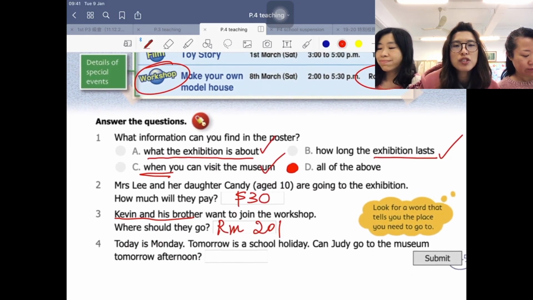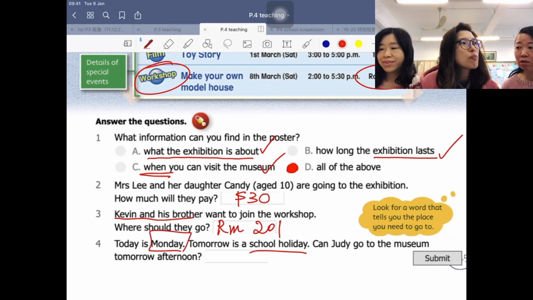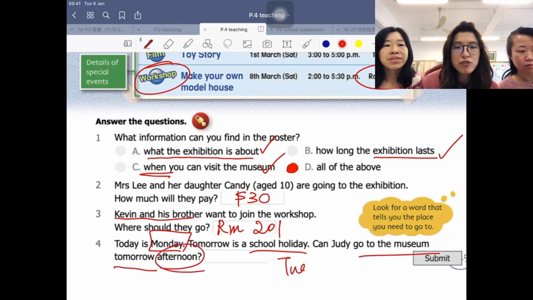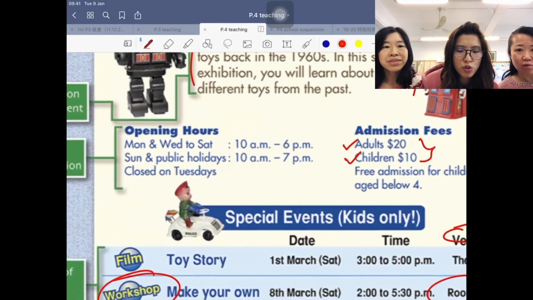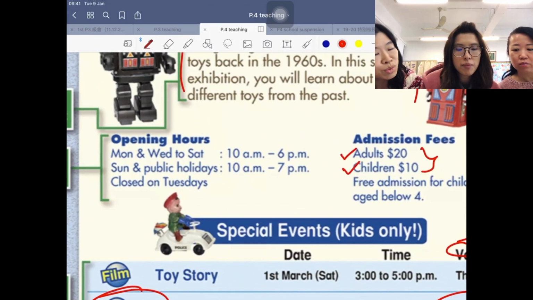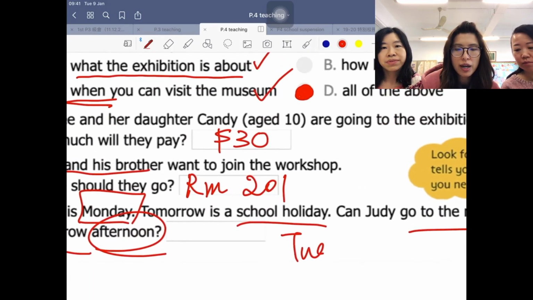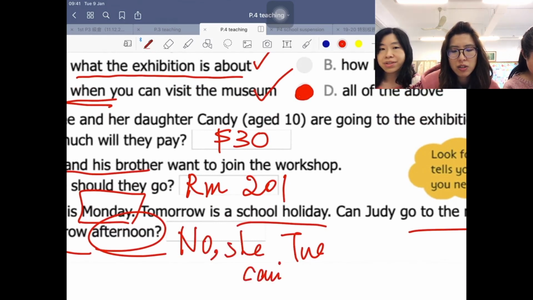Okay, last one. Today is Monday and tomorrow it's a school holiday. And Monday, tomorrow. So after Monday, that would be Tuesday. So it's a school holiday. Can Judy go to the museum tomorrow afternoon? So let's take a look. For Tuesday, it's closed on Tuesday. That's why the answer would be no, she can't, or you can simply say no.